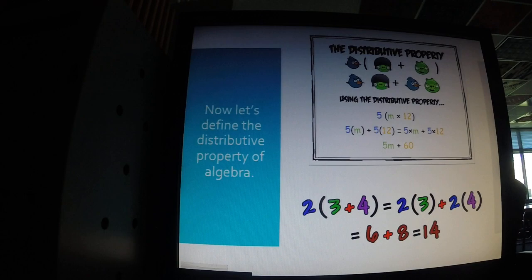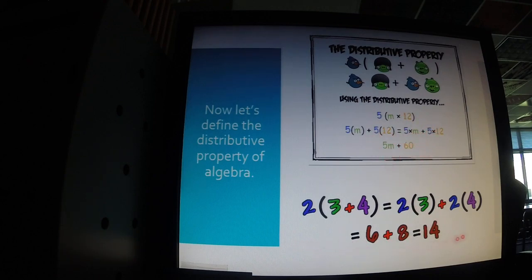So here's distributive property. The distributive property kind of shows the Angry Birds. When we've got an Angry Bird outside of parentheses, and then all of a sudden we have the Angry Bird with this guy, and then this Angry Bird with this guy. So we've paired them up. Same thing down here. We've distributed, or we've given the 5, or multiplied the 5 times everything inside the parentheses. So 5 times the m, and 5 times the 12. So then they performed the operation. 5 times m was 5m, and 5 times 12 was 60, so this was our result.